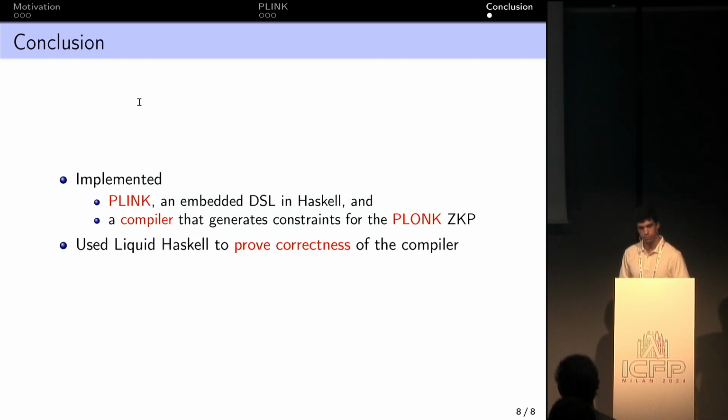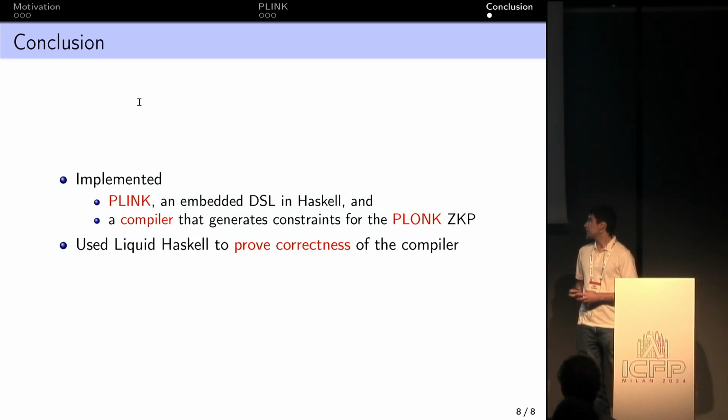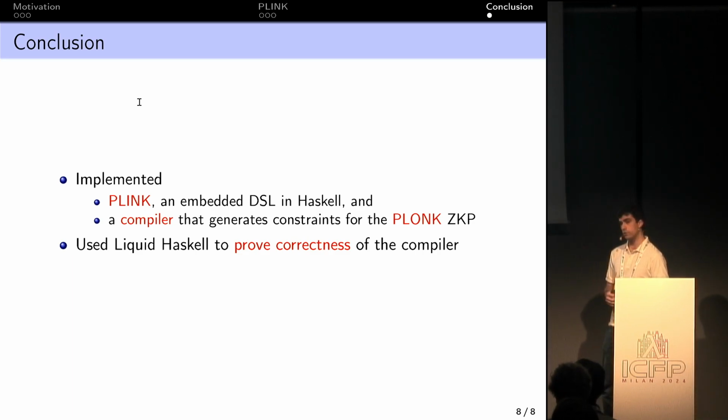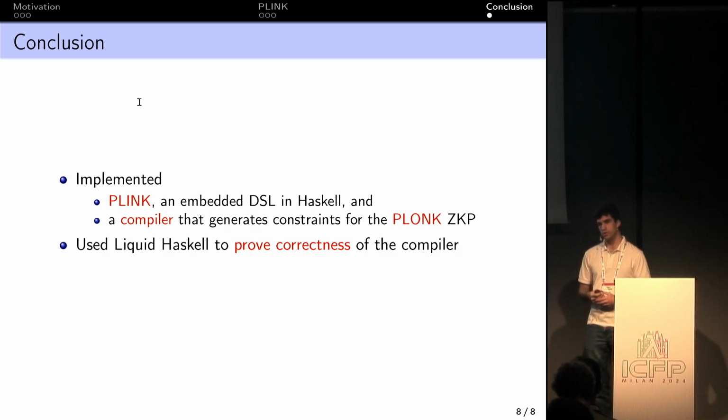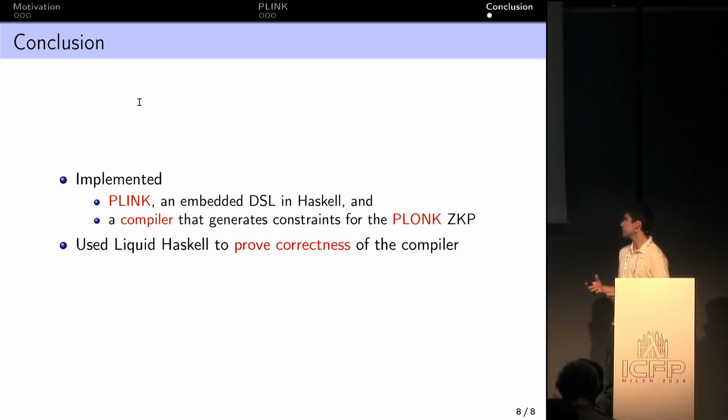And well, just to recap, my work has been designing a domain-specific language called Blink for describing this kind of computations in a higher-level way, and a compiler to generate constraints for a very popular zero-knowledge protocol. And moreover, I managed to use Liquid Haskell to prove that this compiler is correct in that it preserves the semantics of the program. Thank you very much.